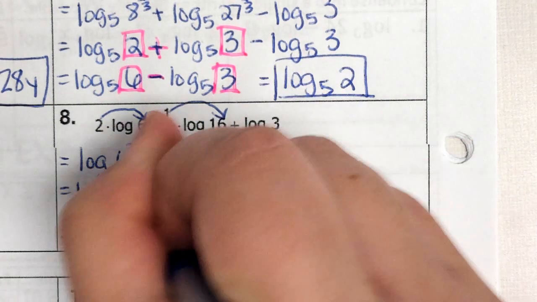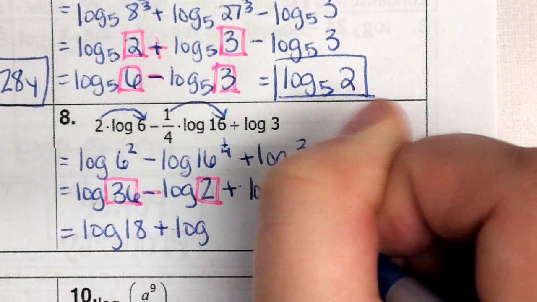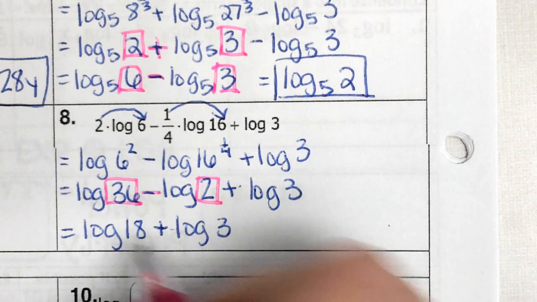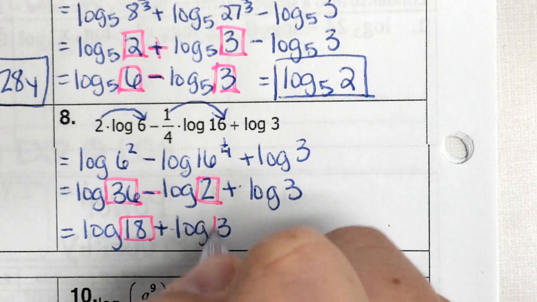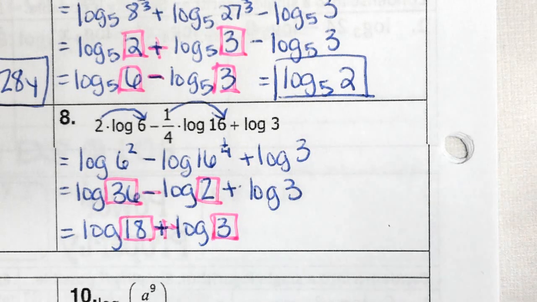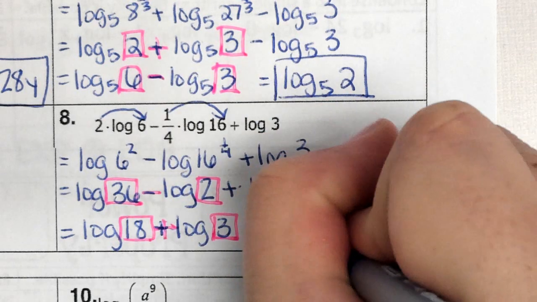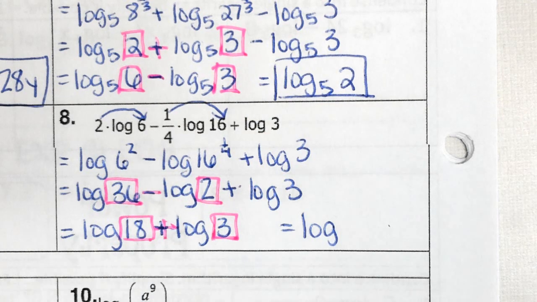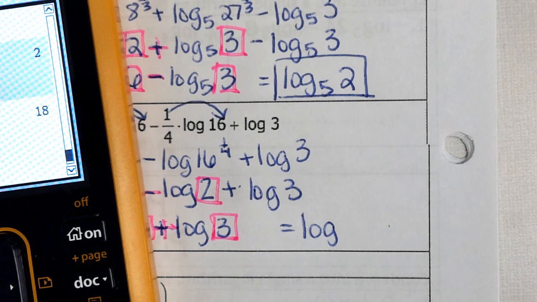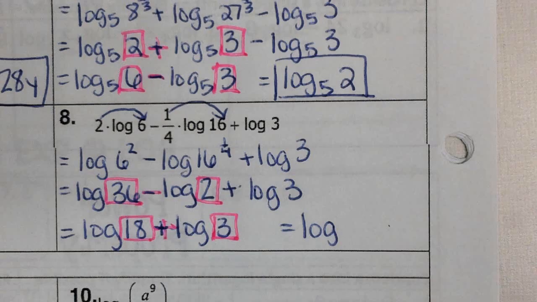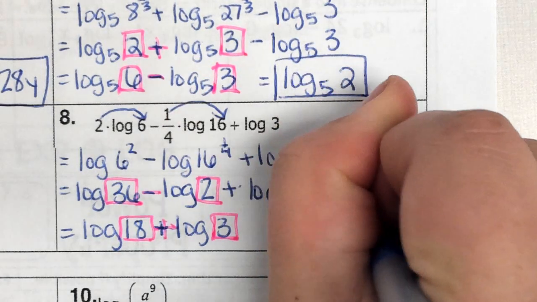plus log of 3, 2 arguments with a plus in between. That means we're going to multiply our arguments. So this is going to become log of whatever 18 times 3 is, 54. And there's your answer.